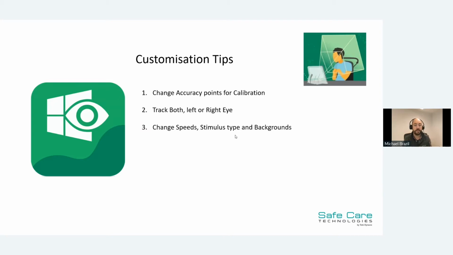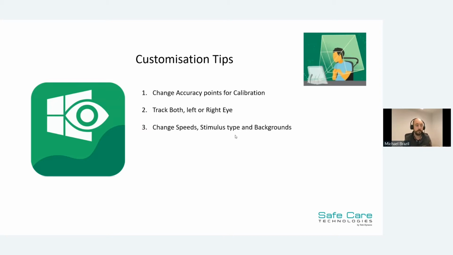Here we can change the accuracy points for calibration, where we can have 1, 2, 5, or 9 points. The more points we have, the more accurate the calibration will be. We can track both eyes, the left eye, or just the right eye on its own. We can also change the speed of the stimulus going across the screen, even the speed of selection of your points.